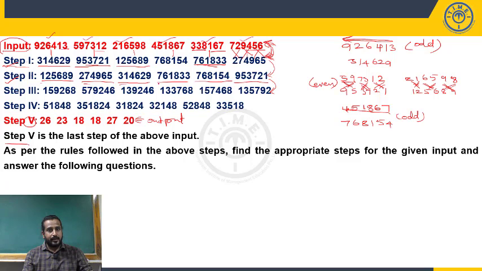1 lakh, 2 lakh, 3 lakh, 7 lakh 61,000, 7 lakh 68,000, 9 lakh 53,000. So the numbers are arranged in ascending order. The numbers which are in step 1 are arranged in ascending order in step 2. Clear? Now let us come to step 2 to step 3.